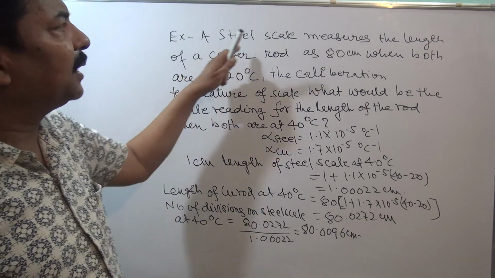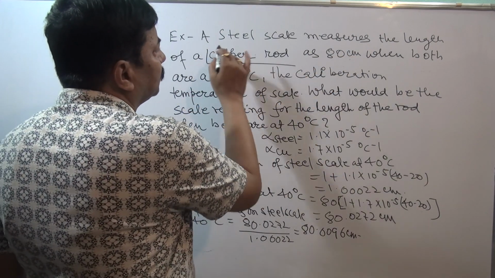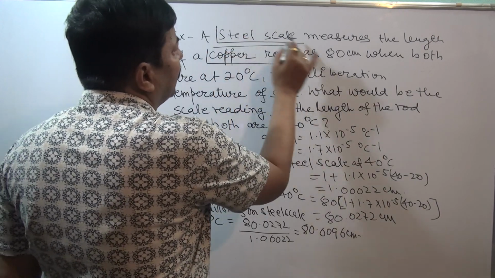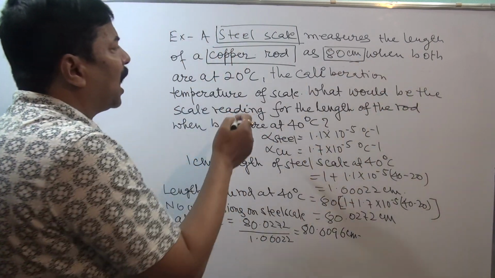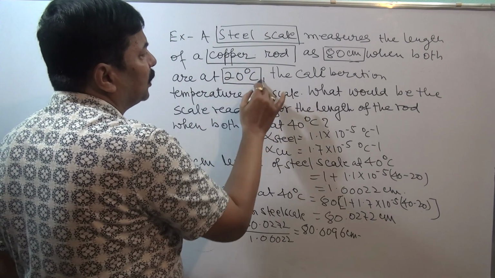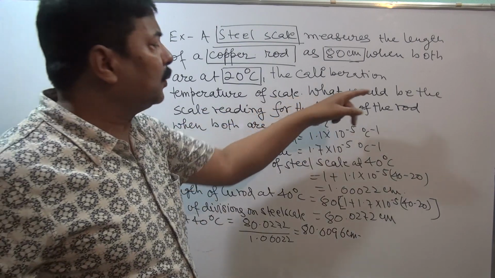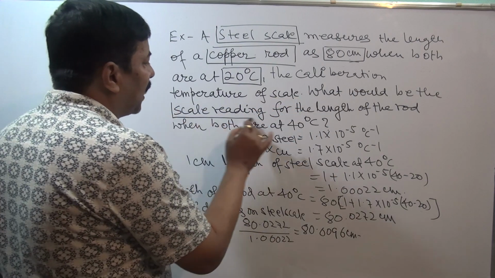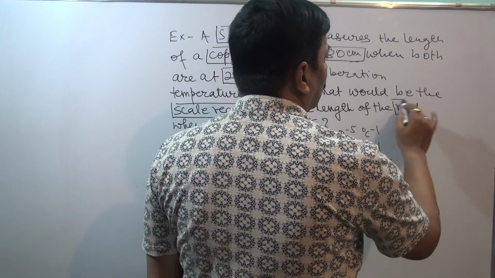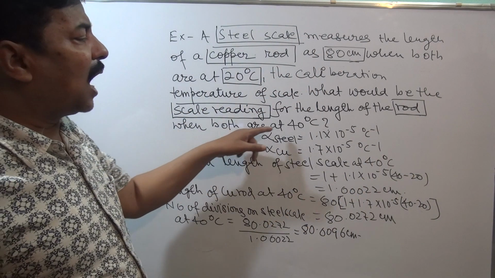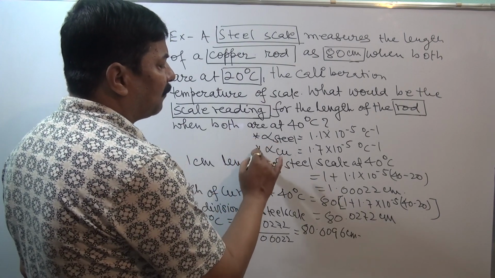In the meter scale problem, there is a steel scale which measures the length of a copper rod. The rod is copper, the scale is steel, and the length that it measures is 80 centimeter when both are at temperature 20 degrees centigrade. This 20 degrees centigrade is the calibration temperature, TC, of the scale. What would be the scale reading for the length of the rod when both are at temperature 40 degrees centigrade? Here alpha steel is given and alpha copper is given.